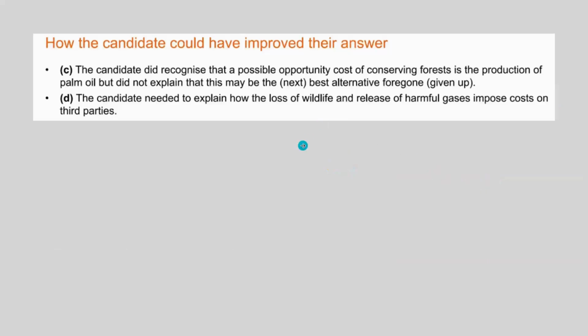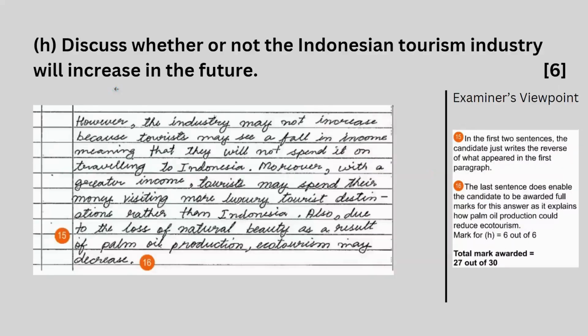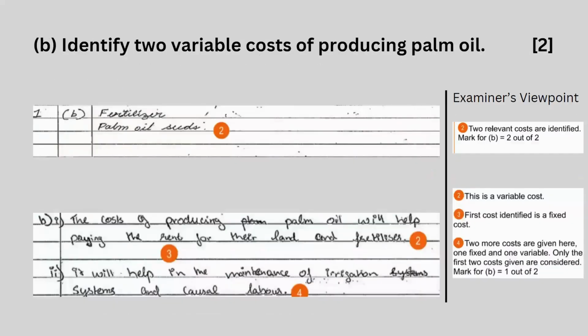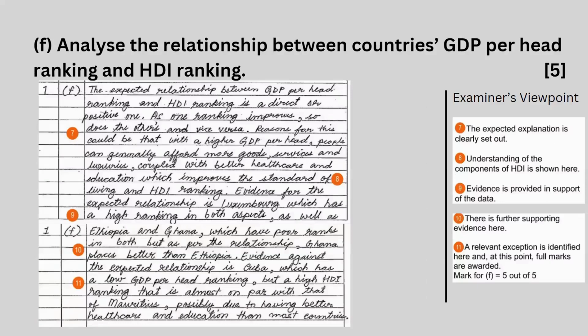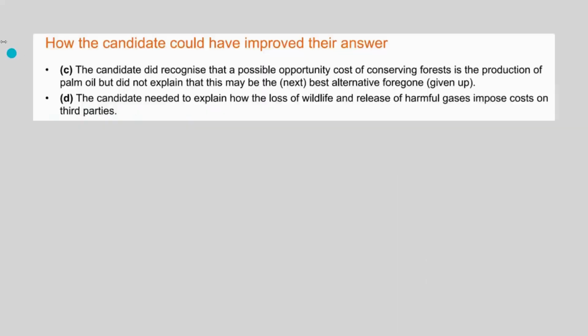Okay, let's see how the high scoring candidate could have improved their answer. In the C question, which was about opportunity cost, the candidate recognized that the possible opportunity cost of conserving forests is the production of palm oil, but did not explain that this may be the next best alternative foregone or given up. They did not mention the definition of opportunity cost, because of which they lost a point.